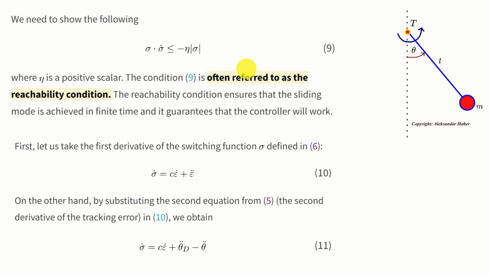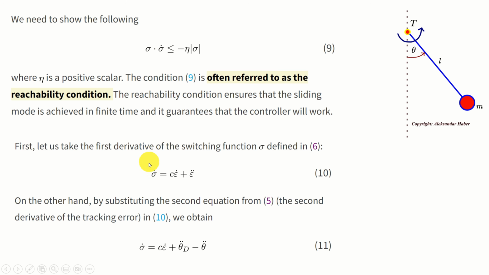the switching function. This condition is often referred to as the reachability condition in the context of the sliding mode control. The reachability condition ensures that the sliding mode is achieved in finite time, and it guarantees that a controller will work in the implementation. So let's show that this equation is satisfied.